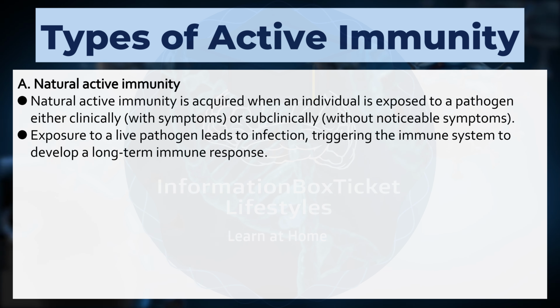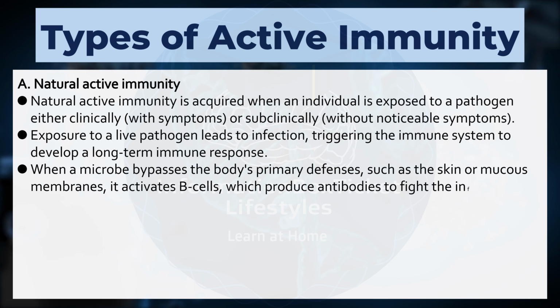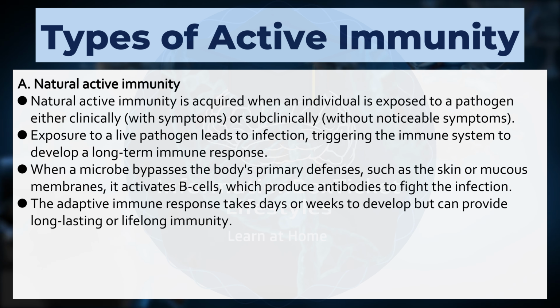Exposure to a live pathogen leads to infection, triggering the immune system to develop a long-term immune response. When a microbe bypasses the body's primary defenses, such as the skin or mucous membranes, it activates B cells, which produce antibodies to fight the infection. The adaptive immune response takes days or weeks to develop, but can provide long-lasting or lifelong immunity.